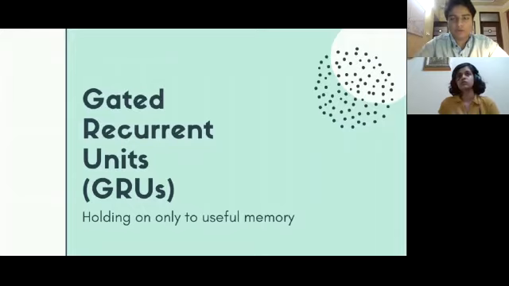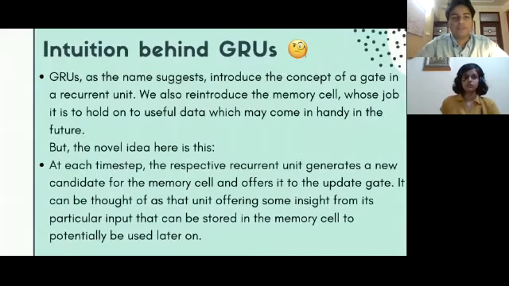Okay, so let's talk about the gated recurrent unit, or the GRUs. GRUs, as the name suggests, introduce the concept of a gate in a recurrent unit. And we also introduce the idea of the memory cell, which we've seen as the hidden state so far, whose job it is to hold on to useful data, which may come in handy in the future. The novel idea here is this.